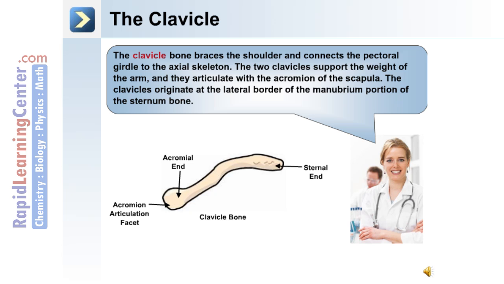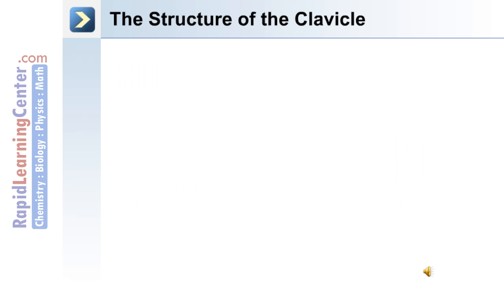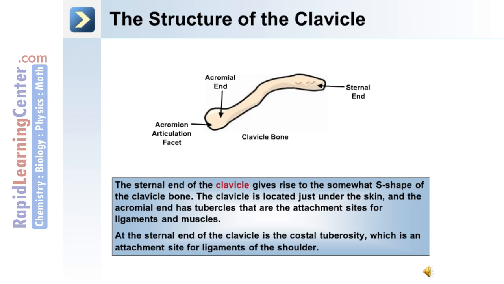The two clavicles support the weight of the arms, and they articulate with the acromion of the scapula. The clavicle originates at the lateral border of the manubrium portion of the sternal bone. The structure of the clavicle bone. The sternal end of the clavicle gives rise to the somewhat S shape of this bone.